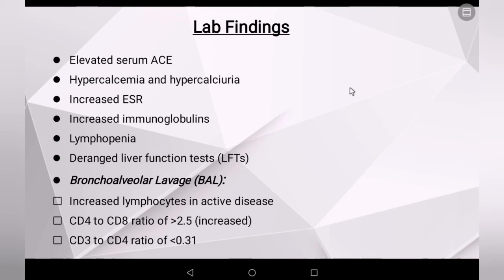Lab findings. The lab will show elevated serum angiotensin converting enzyme, hypercalcemia and hypercalciuria, increased ESR, increased immunoglobulin level, lymphopenia, and deranged liver function test. The bronchoalveolar lavage will show increased lymphocytes in the active disease, CD4 to CD8 ratio of greater than 2.5, which is increased, CD3 to CD4 ratio of less than 0.31.